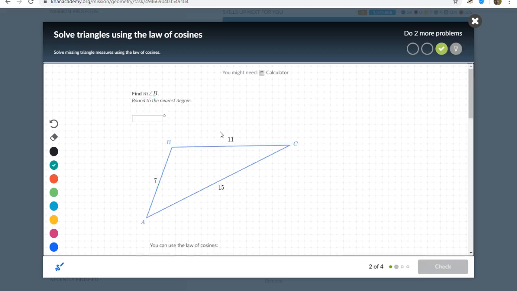Alright, so for this one, let's go ahead and label it. We use the law of cosines. Just like the last one, where we were given 2 sides and 1 angle, we also use law of cosines if we are given 3 sides and no angle. So that's what this case right here is.